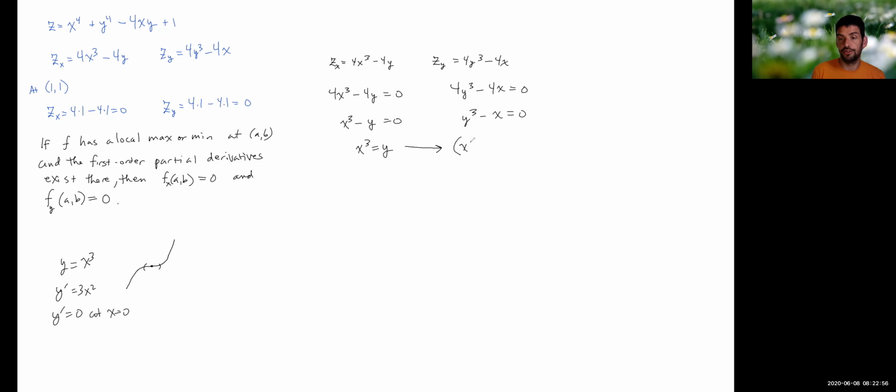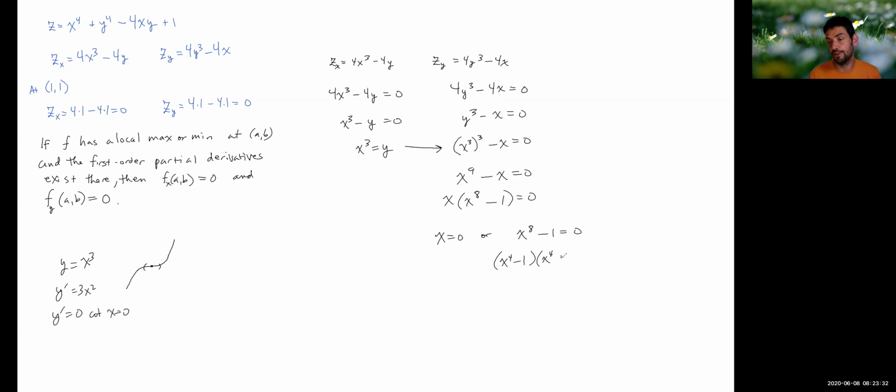So this becomes x cubed minus x equals 0. And this becomes x to the 9th minus x equals 0, or x times x to the 8th minus, oops, that should be a 1, minus 1 is equal to 0. So this gives me x equals 0, or x to the 8th minus 1 equals 0. If we want to, we can go through it. It's pretty easy. We get x to the 4th minus 1, x to the 4th plus 1 equal to 0, right? So this is a difference of squares.